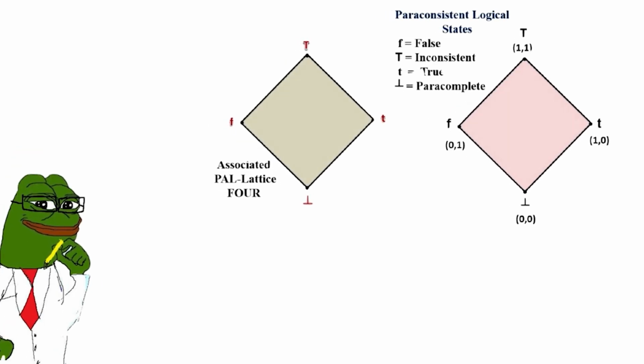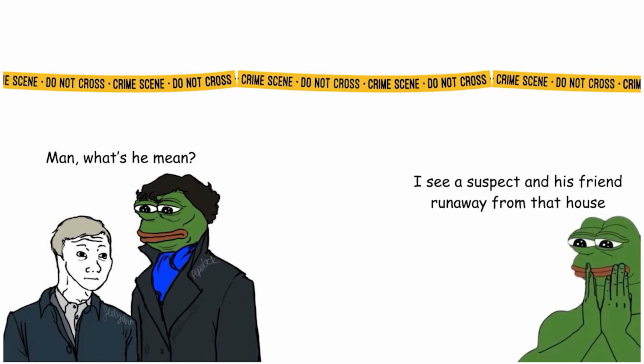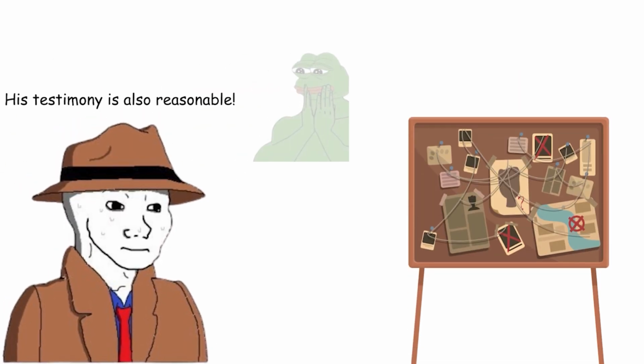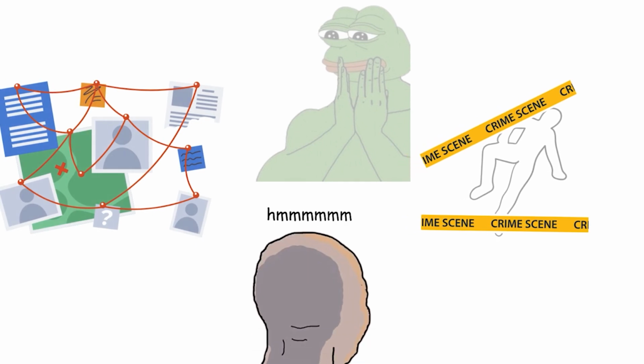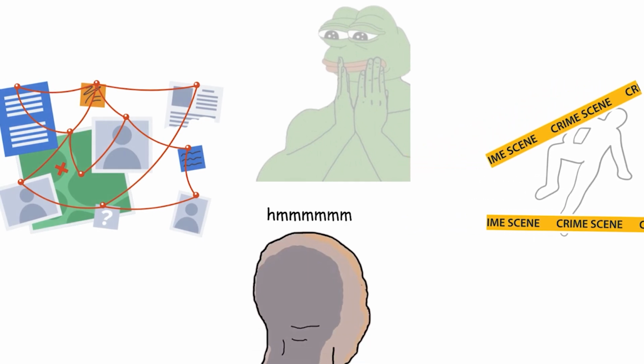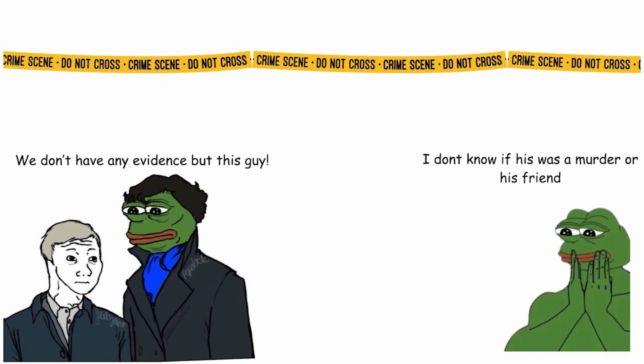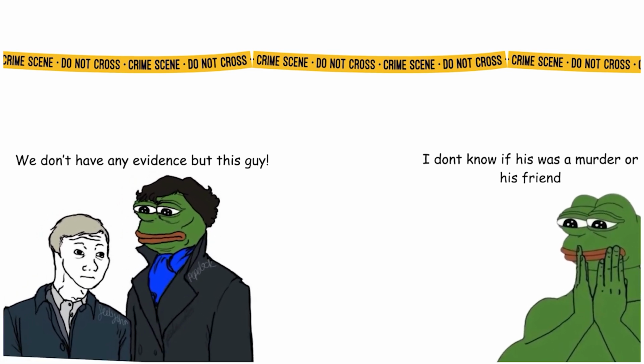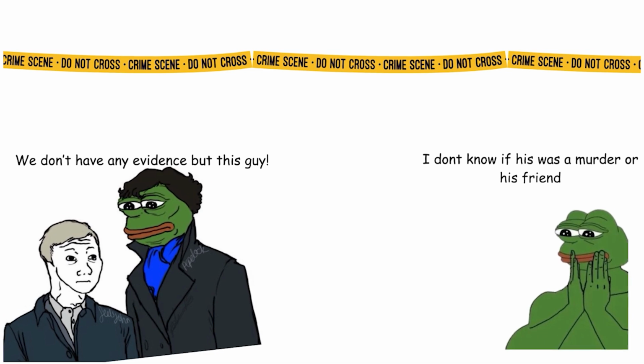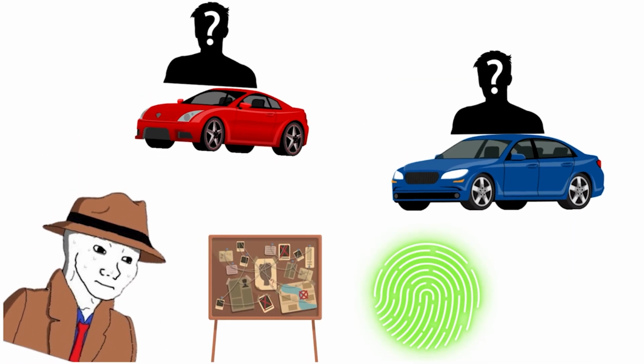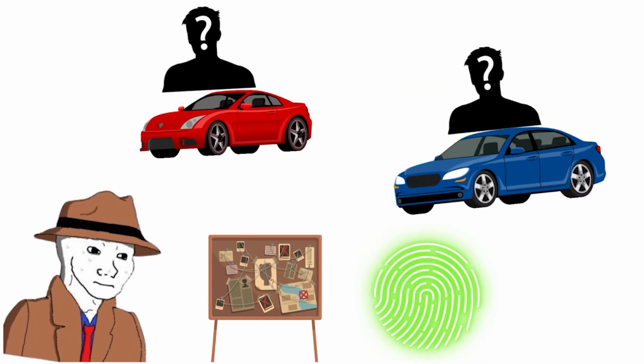Paraconsistent logic. Unlike classical logic, where contradictions lead to everything being true, explosion, paraconsistent logic allows for inconsistencies without the system collapsing. It can handle situations where some information might be contradictory or uncertain. Imagine a detective with conflicting witness statements. The logic allows reasoning despite the inconsistency. Example, the witness saw a red car and the witness saw a blue car. Contradiction. But you can still reason about other aspects of the case independent of the car color.